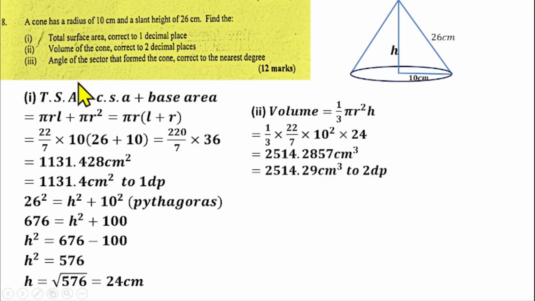Then the last question, we have to find the angle of the sector that forms the cone, correct to the nearest degree. We know that there is a relation between the cone and the sector of a circle. We can fold a sector to get a cone.